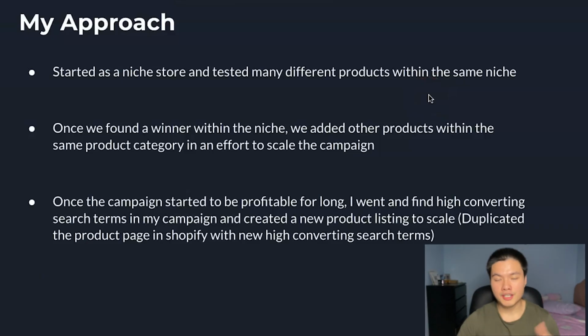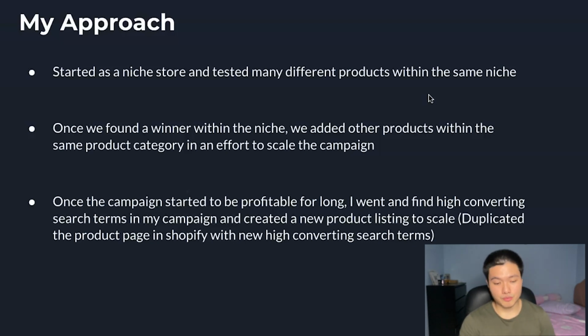Alright, so right now I want to show you guys how I actually approach this business. We started out as a niche store first, and what I did was find many products within the same niche in an effort to find a winner. Once we found a winner within a certain product category, in an effort to scale, I did product research to find many other similar products within the same product category. But honestly, that did really well.